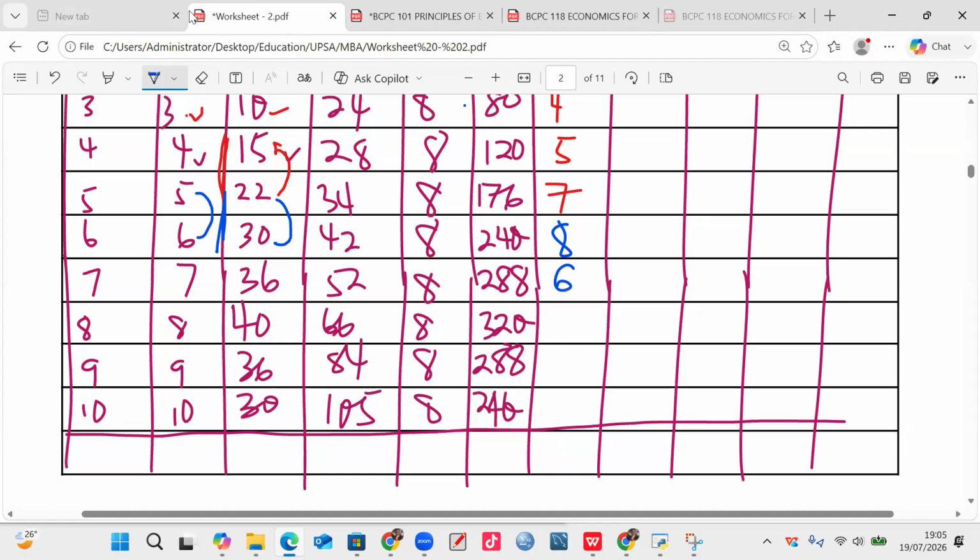Four. Yes. 4. How did you get a 4? 40 minus the 36 divided by the 8 minus 7. Very good. Continue.